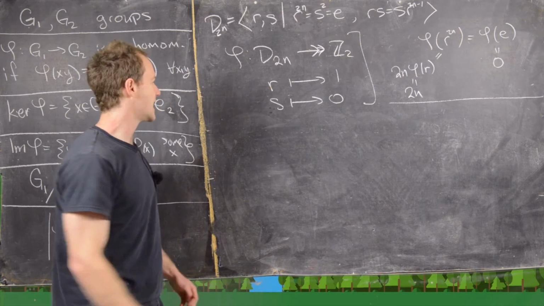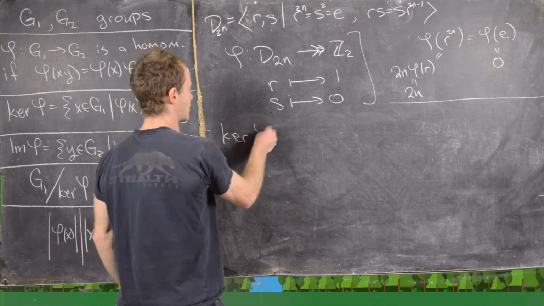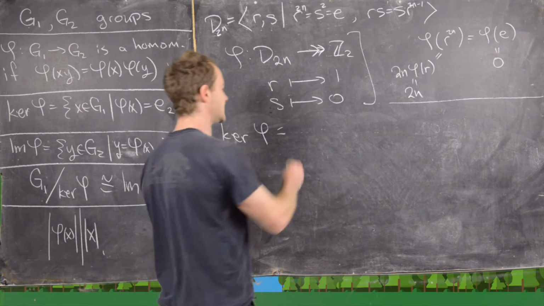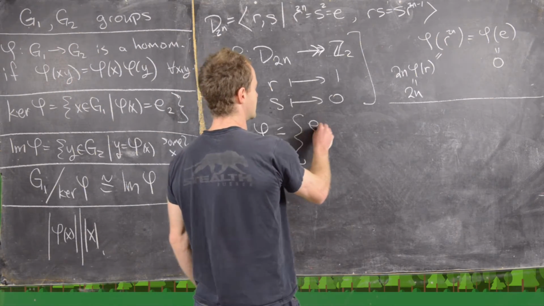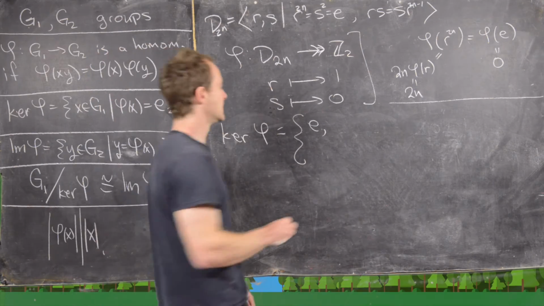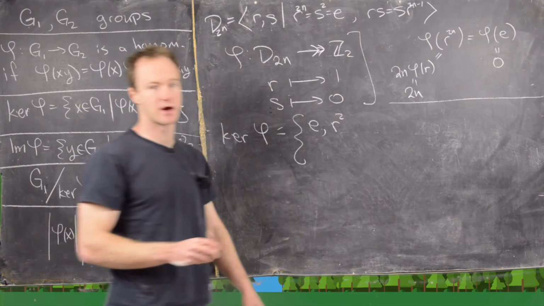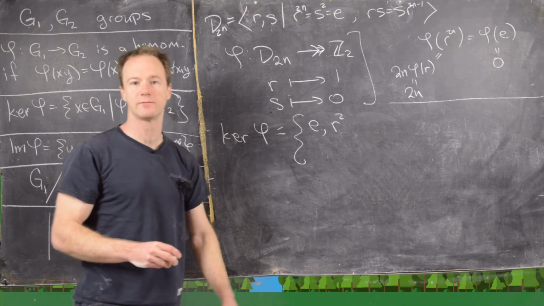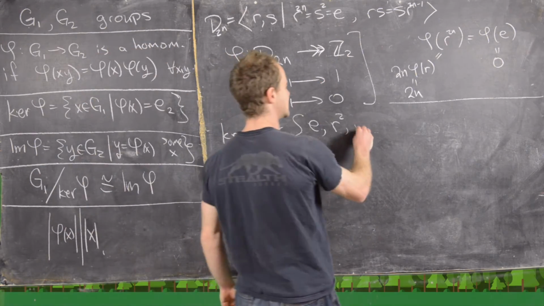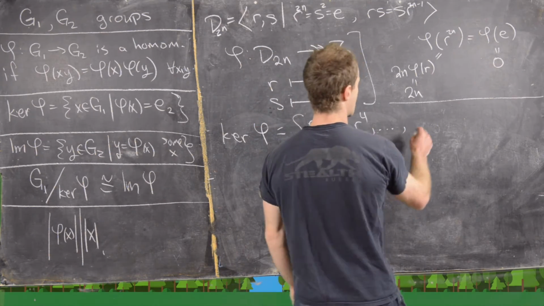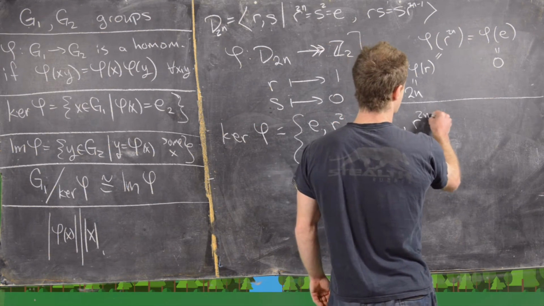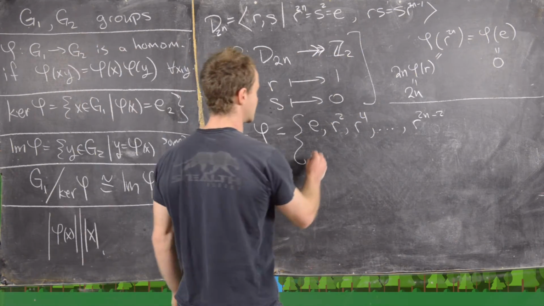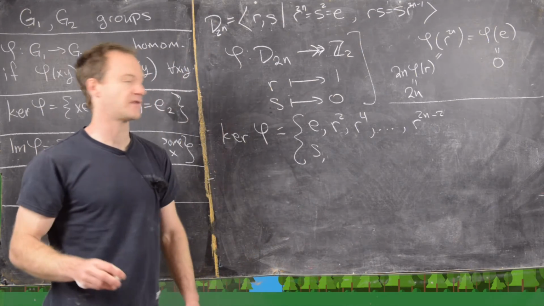Okay, so now let's go ahead and calculate the kernel. So the kernel of phi, it's pretty easy to see that it contains the following elements. It's going to contain the identity, it's going to contain r squared, because r squared will be sent to 1 plus 1, which is 0. It'll contain r to the 4th all the way up to r to the 2n minus 2. Okay, good. And then notice it's also going to contain every reflection.